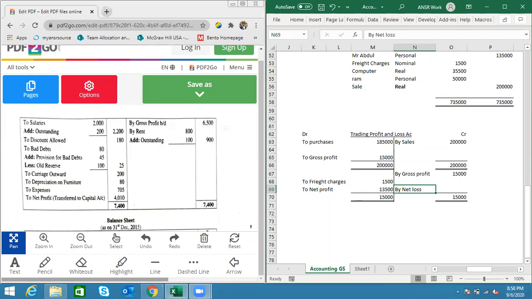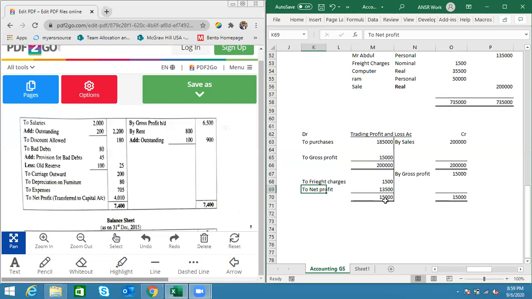Okay. So by using the trading account only, we found out the profit. But tell the full name. What is the profit? Gross profit. Then you will get gross profit and net profit, is it? Yes. That's why I'll come to that name difference.